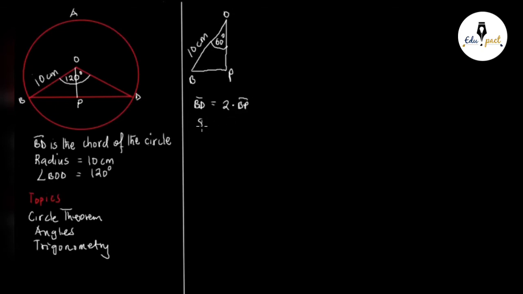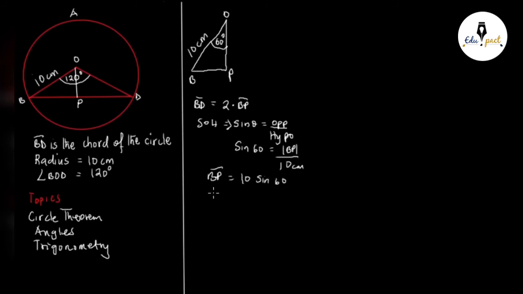Using the trig function or the SOHCAHTOA technique, we can see that the sine of an angle should be equal to the opposite of the angle divided by the hypotenuse. Here we have sine 60 and the opposite is going to be the length BP divided by the hypotenuse, which is the side BO. So to change subjects, we can have the side BP to be equal to 10, which is for BO, multiplied by sine 60.